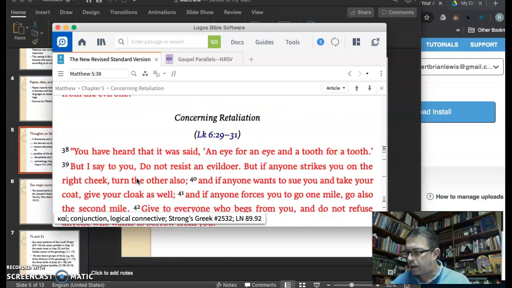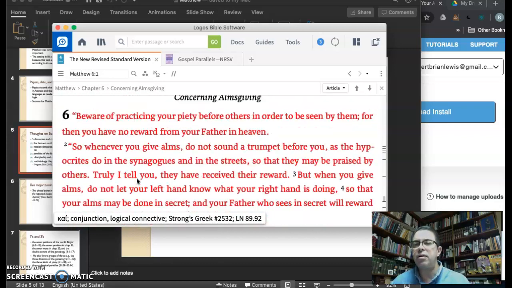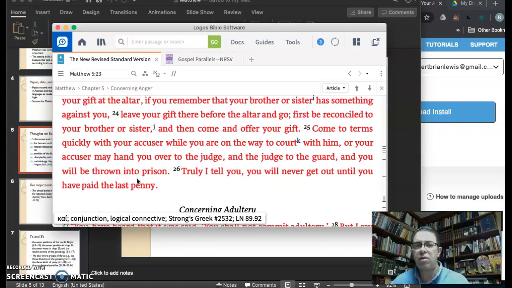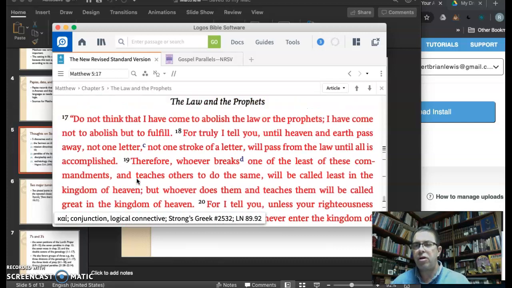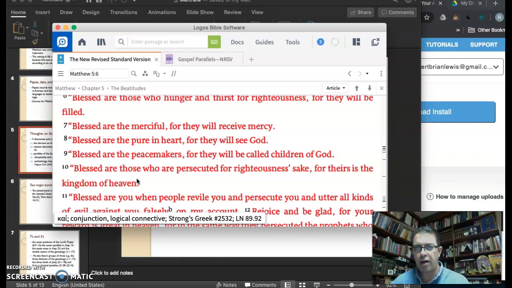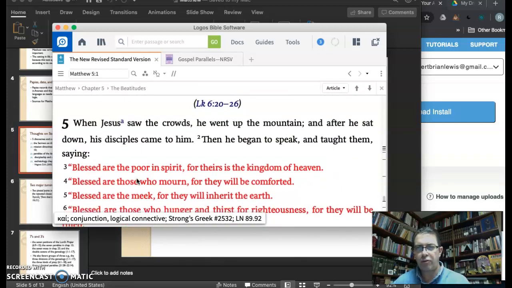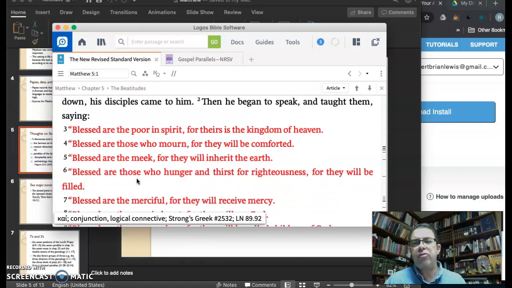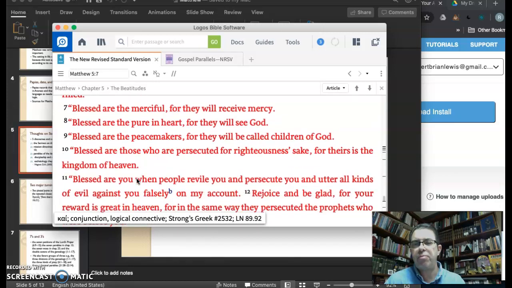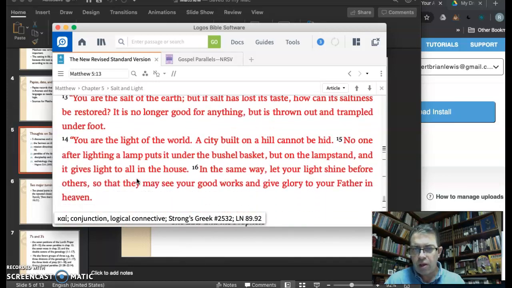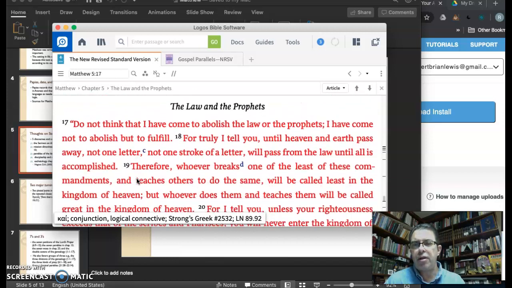Not completely detailed, but just to go over it. I would encourage you to read it for yourselves to make sure you have the content. It starts off with the Beatitudes, this series of blessings. Blessed are the poor in spirit, blessed, blessed, blessed. And it shifts to the law and the prophets.